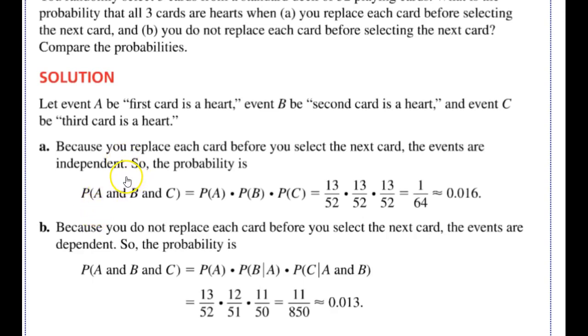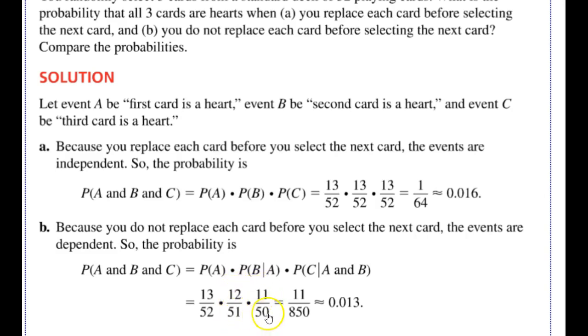Since I don't replace each card on this one, it depends. Since I've removed something, my sample space is different. So these are dependent events. Now I have to look at the probability of A, and then what's different the second time I pull a card, and then what's different the third time I pull a card. I still have a chance of 13 out of 52 to pull a heart on my first one. Well, since I don't replace it, I only have 51 cards left, but only 12 of them would be hearts if I've already taken out a heart.